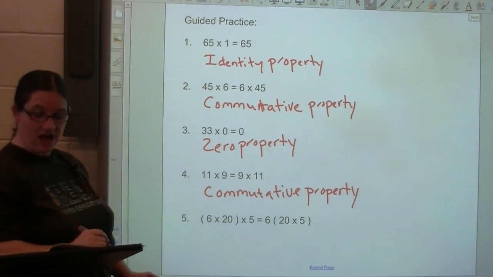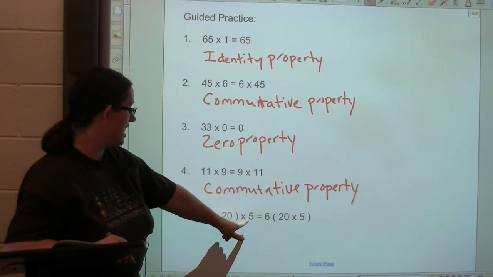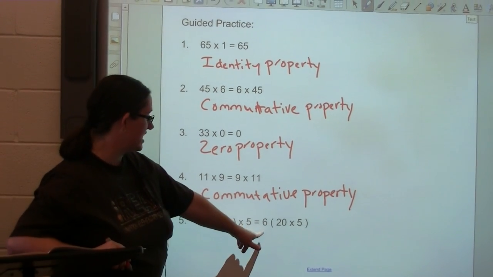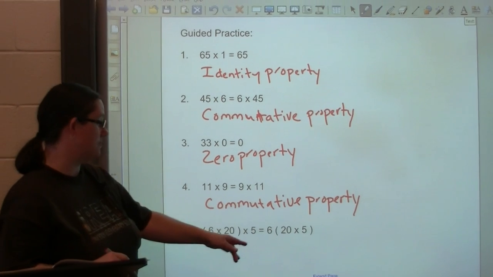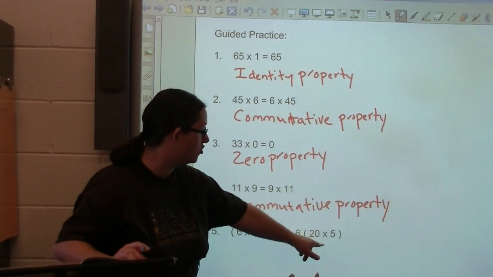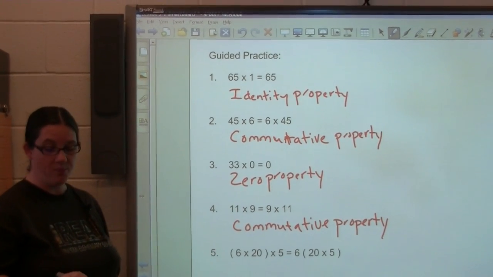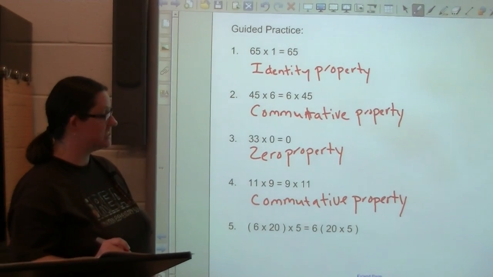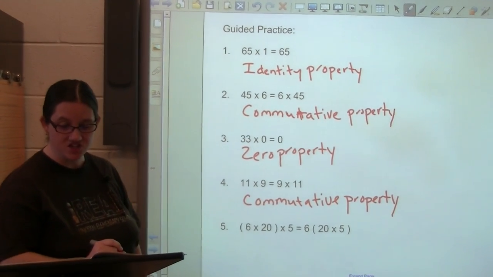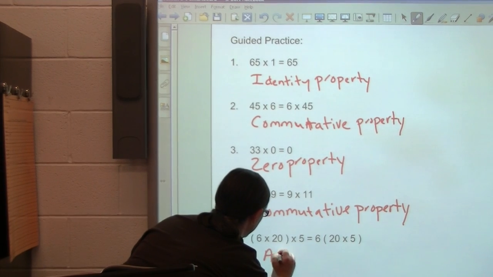Okay, and number 5 of guided practice says 6 times 20 times 5 equals 6 times 20 times 5. What was changed here? Yes, the parentheses. So the grouping was changed this time, not just the factors. So what property does that give us this time? Good, the associative property. So get that copied down.